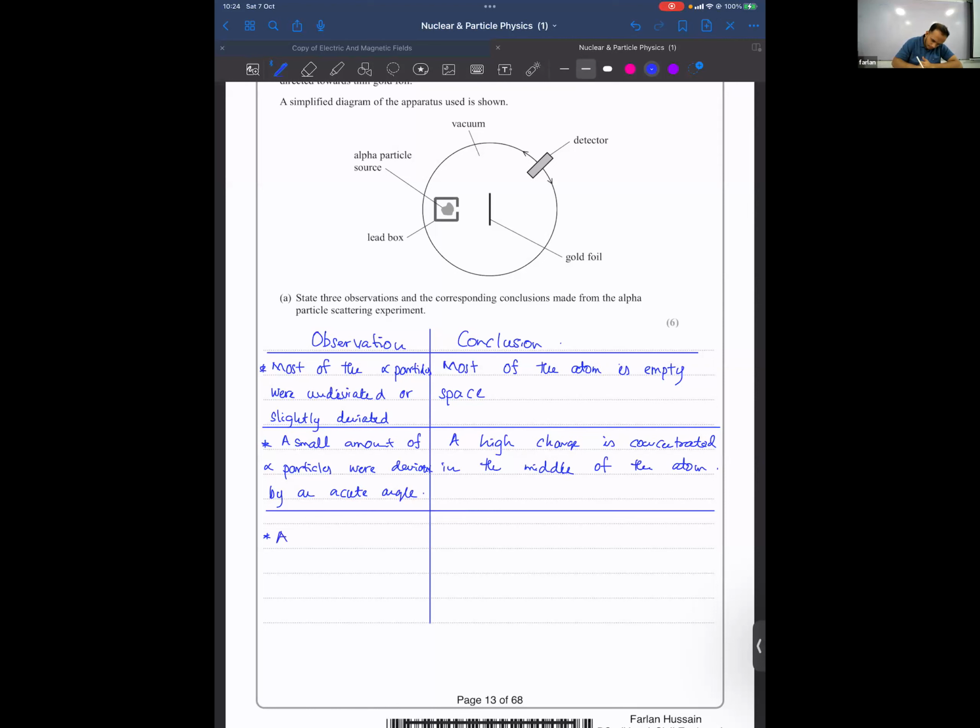A very small amount of alpha particles were deflected more than 180 degrees.